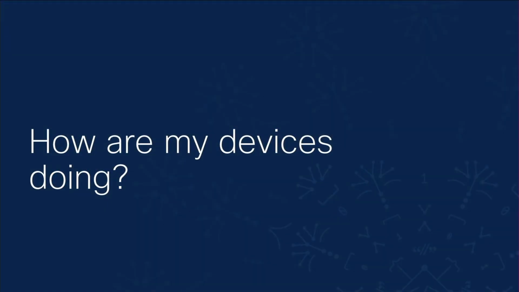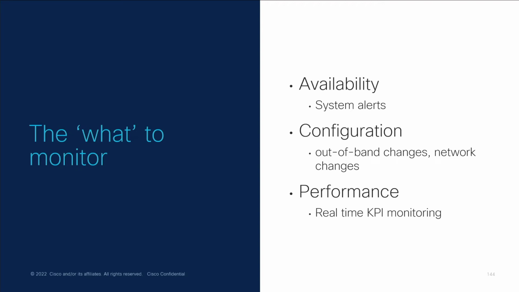So how are my devices doing? Well, it all begins by understanding which devices are important to me and what data sets are important and crucial to my network operations. So the what to monitor is known to us. We've done it time and time again, so there's nothing new to it. We start by availability. We need to be on the lookout of whether our devices are reachable and available in our infrastructure. We can leverage system alerts, system logs, SNMP traps, etc., that will give us an indication of how indeed those respective devices are doing.